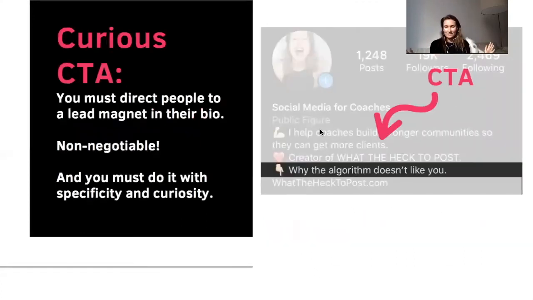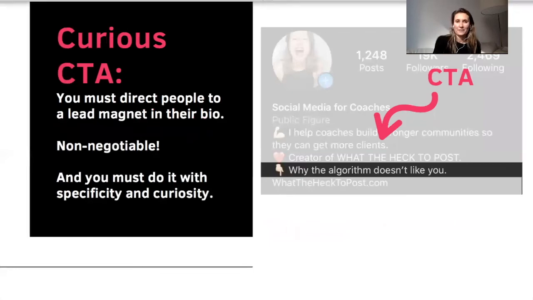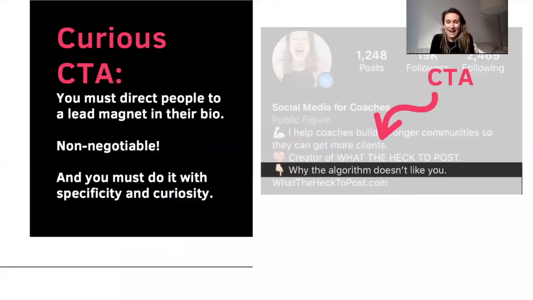Finally, the last part, a curious CTA, right? I'm sorry, this was the lamest name ever. I could not think of another name. It sounds like I'm talking about Curious George or something, but I just couldn't get better than this. So a curious CTA. CTA stands for call to action, for those of you who are not familiar.